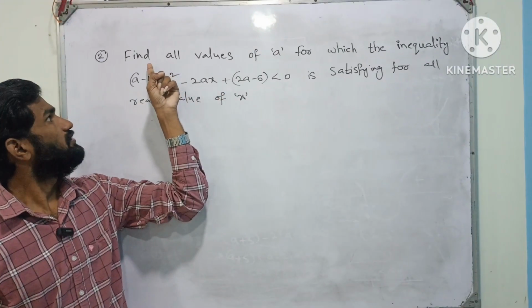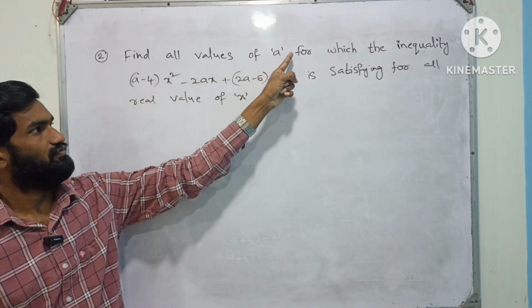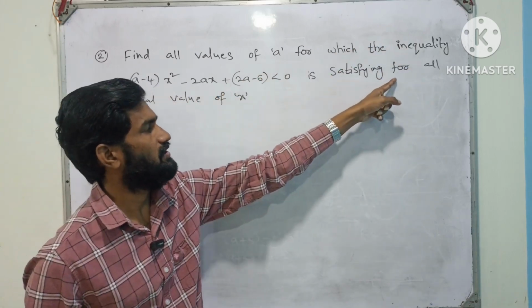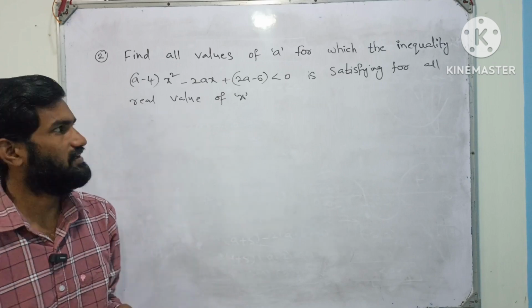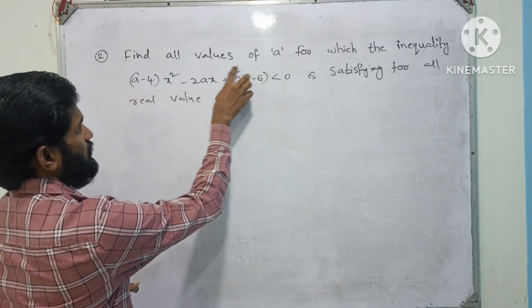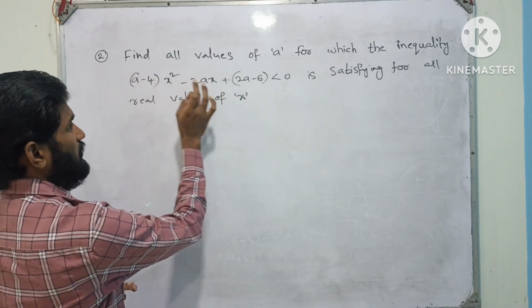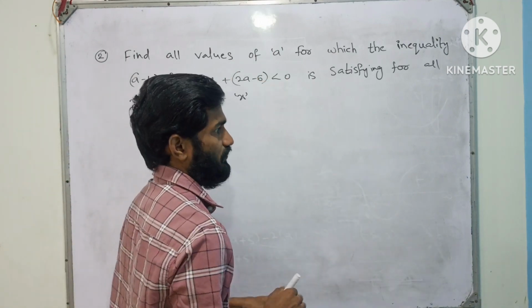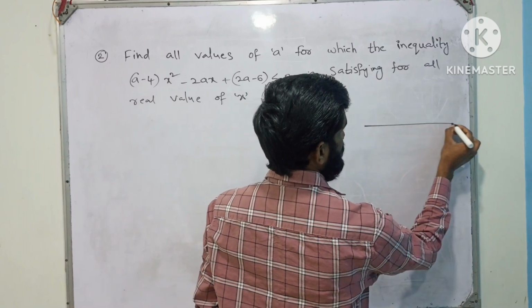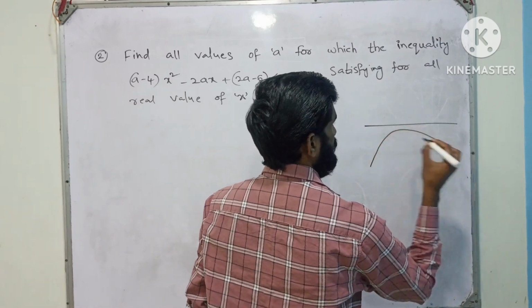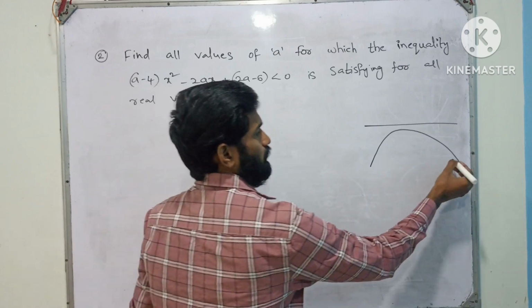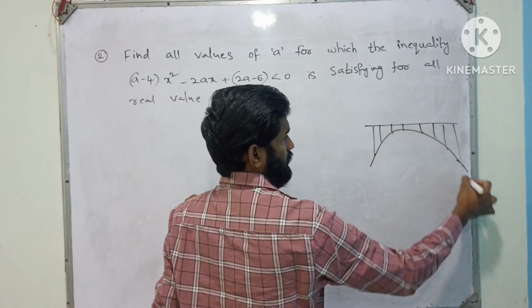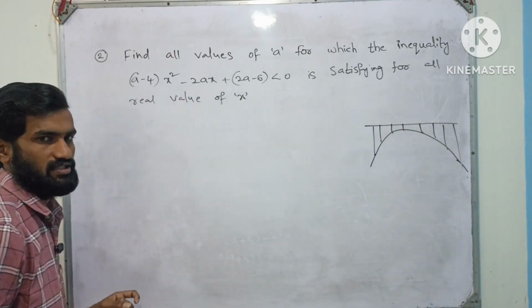Second question. Find all values of a for which the inequality, this is the inequality, is satisfied for all real values of x. Again, he is asking, this is a quadratic equation. For what values of a will this quadratic expression be negative for all values of x? Negative means like this you need to get. Yes or no? For all values of x, we are getting negative only. Therefore, this is the case we need to consider here.